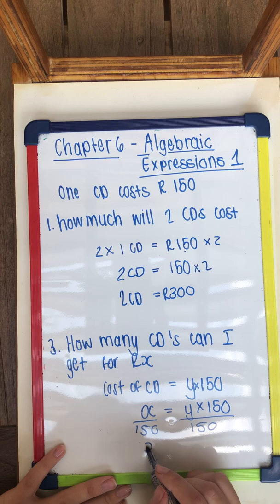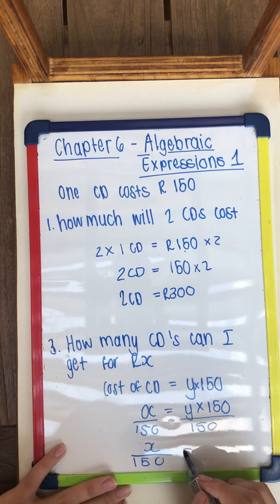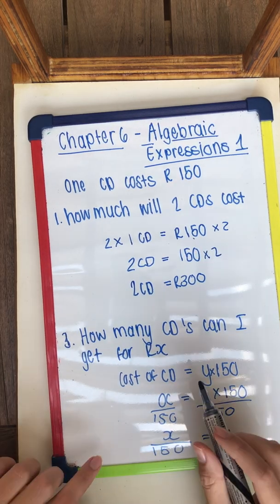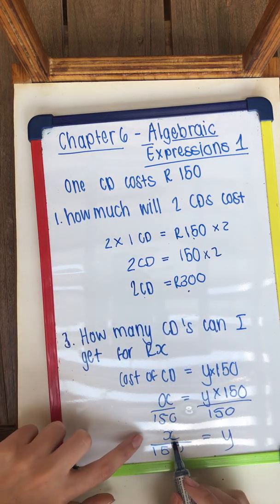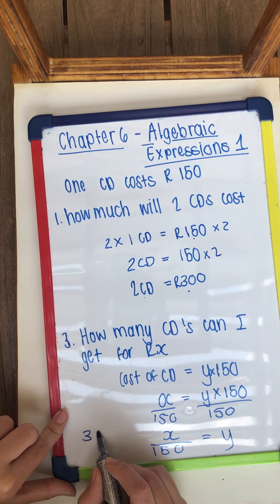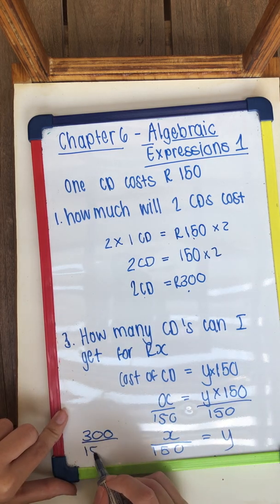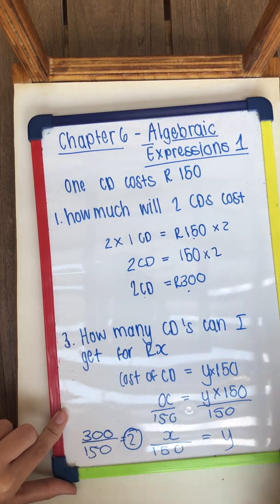So I know all I need to do is take the cost divided by 150, so I can get how many CDs I've got. Now this makes sense because if, for instance, for 2 CDs it was 300 Rand. So the cost of the CDs altogether was 300 Rand. I divided that by 150, which gives me 2.